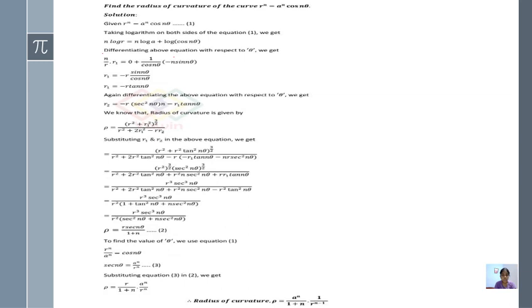By differentiating again we get differentiation of r1 is r2 is equals to, here we have to use the UV rule, that is u into v dash plus v into u dash, that is minus r into differentiation of tan n theta is secant square n theta into n, minus differentiation of r is r1 into tan n theta.